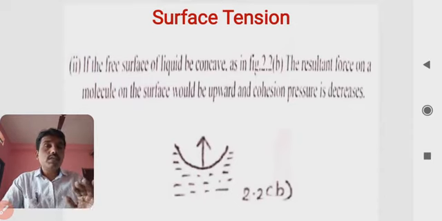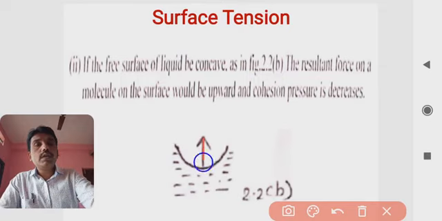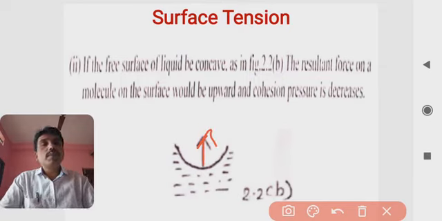आणि ह्या पद्धतीने जर समजा कॉन्केव्ह सरफेस एरिया असेल, the resultant force on the molecule on the surface would be in the upward direction. म्हणजे इथं दाखवलेल्या ॲरोनुसार हे इथं फोर्स जे काय आहे, दॅट इज टू बी रिझल्टंट फोर्स विल बी इन द अपवर्ड डायरेक्शन, and the cohesive pressure decreases in that case. So cohesive force in that case is going to be decreasing. This is what happens as far as the concave surface areas are concerned.